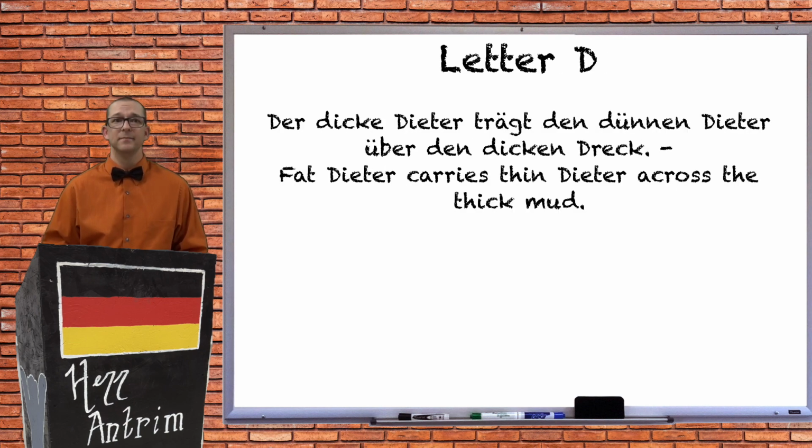The letter D. Der dicke Dieter trägt den dünnen Dieter über den dicken Dreck. This one isn't very difficult, but it is good to remember that the German and the English letter D are pronounced the same. Der dicke Dieter trägt den dünnen Dieter über den dicken Dreck.